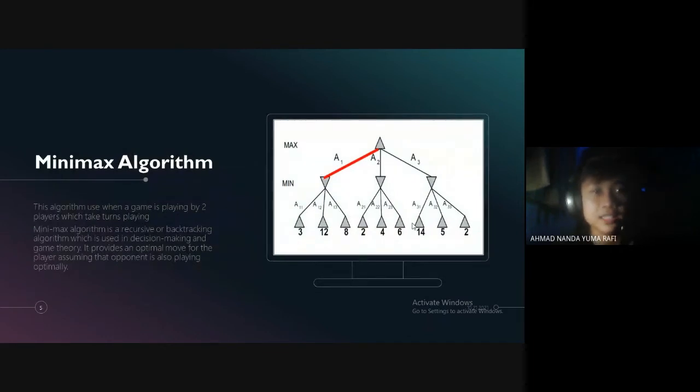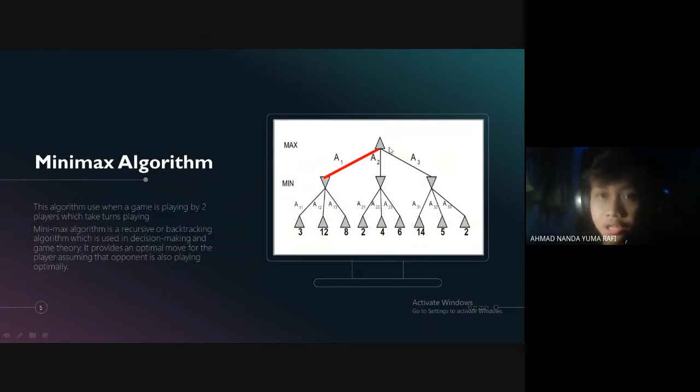And then this is the MinMax algorithm, an algorithm which is implemented in multiplayer games. The first player can be max or it can be min. This algorithm is used when a game is played by two players who take turns, like I said before. The MinMax algorithm is a recursive or backtracking algorithm which is used in decision making and game theory, and it provides an optimal move for the player, assuming that the opponent is also playing optimally.